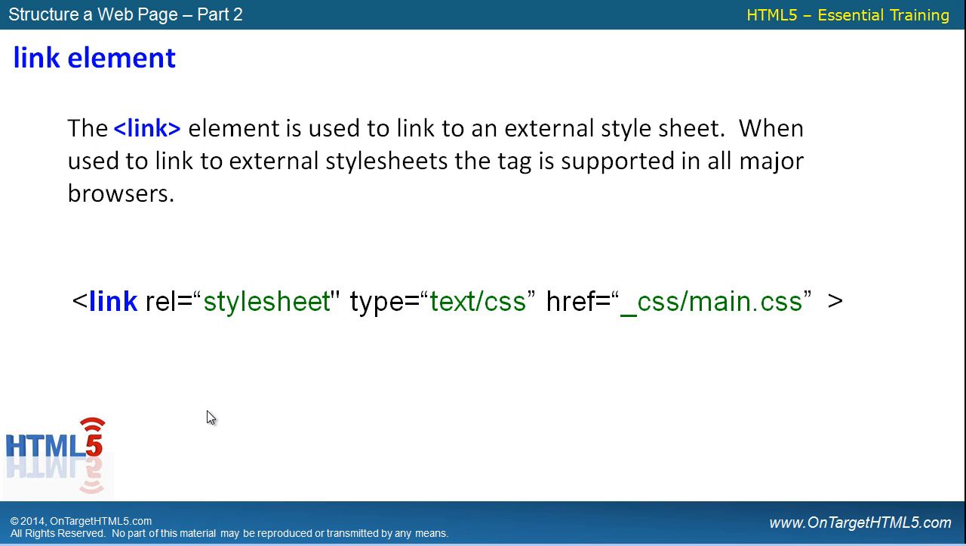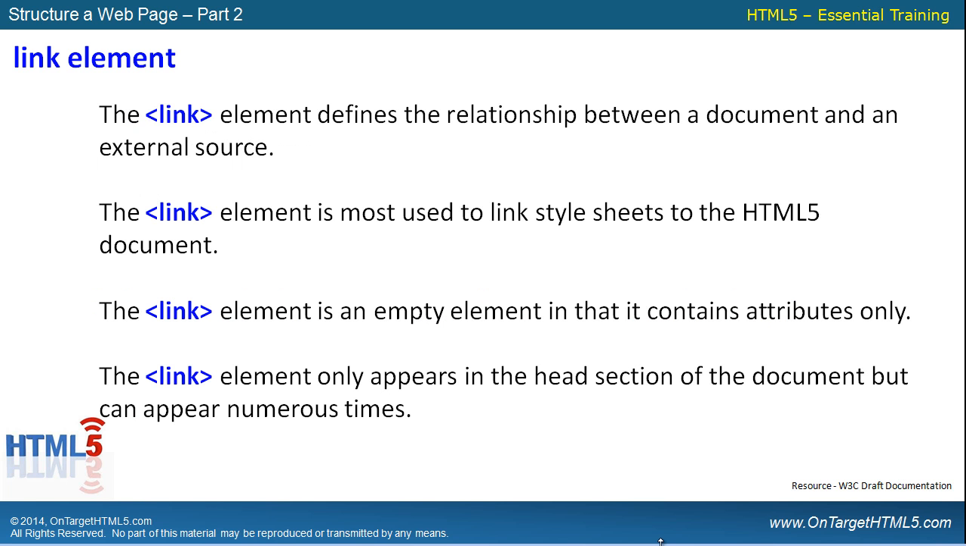I actually had a link to a style sheet. The type was text/CSS, and then I had the reference, which is the folder and the name of the style sheet. We linked to that style sheet to style the pages that we were playing with as we went through our demonstrations. We're going to use that a lot as we move forward in the tutorial. The link element defines the relationship between a document and an external source. The link element is used most often to link style sheets to our HTML5 document. The link element is an empty element in that it contains attributes only. It doesn't do anything else on our web page other than link to those external documents.